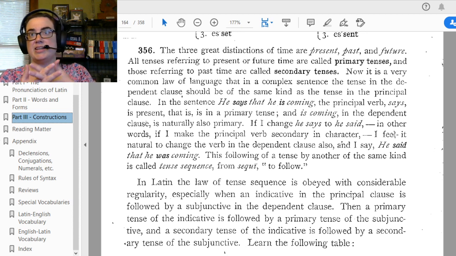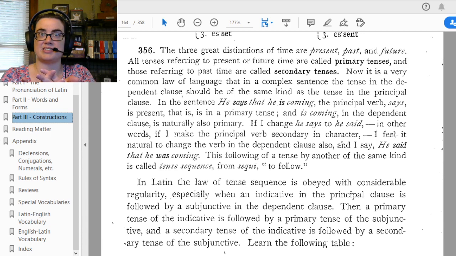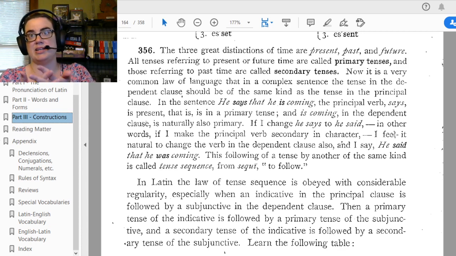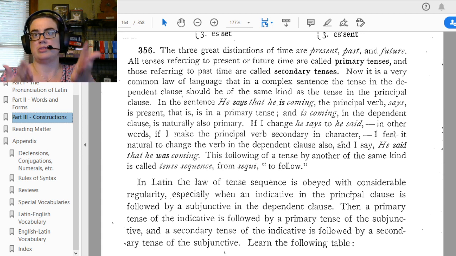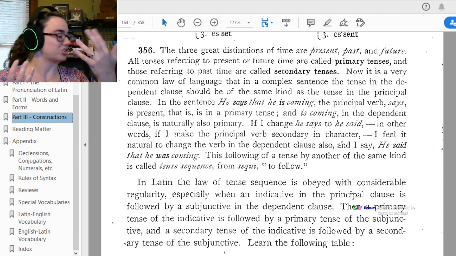So he says that he is coming. The main verb is says, and then the indirect statement is coming, also in present. So they're both in the primary tenses. So then if we change he says to he said, we would want the is coming to be in a secondary tense. So he said that he was coming. This is what English naturally does.